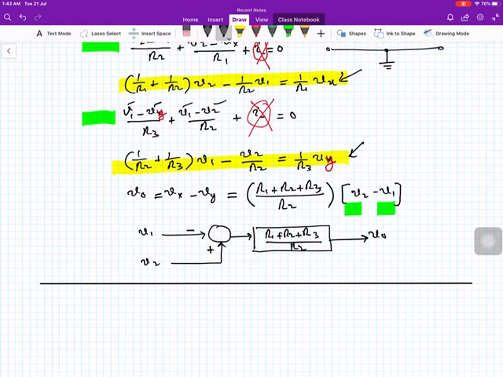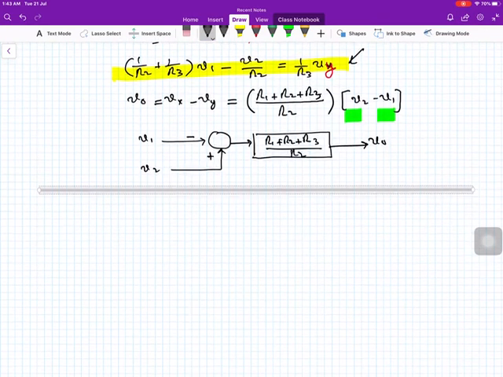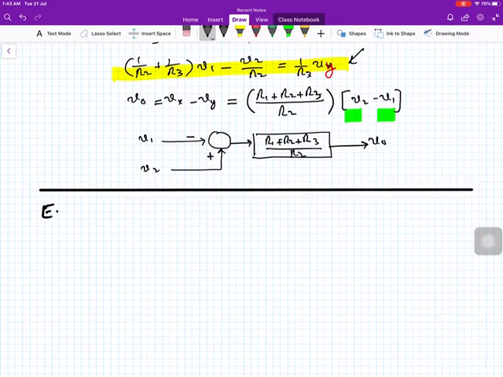Now let us consider another example. This time it is a design example. This is now another example, and in this example, this is an example from the textbook. We need to design a circuit to perform the operation shown in this block diagram.